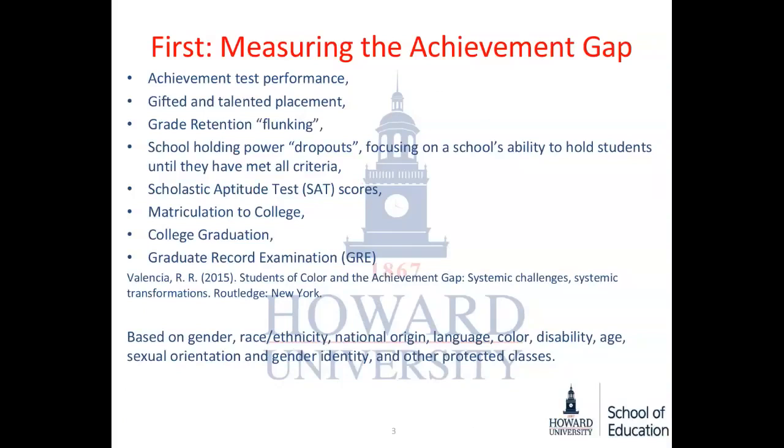We still use college preparation exams like SAT or ACT. We're also talking about essentially access to college and matriculation of college data. That's becoming more and more available across certain states. College graduation rates, obviously, is part of the conversation, also going on towards the other end of the pipeline, graduate record examination as well. And these are all kind of based and aggregated across different protected classes that, in a lot of cases, we can access how it looks across gender, how it looks across race and ethnicity, national origin, language, color, disability, age, sexual orientation, and gender identity.